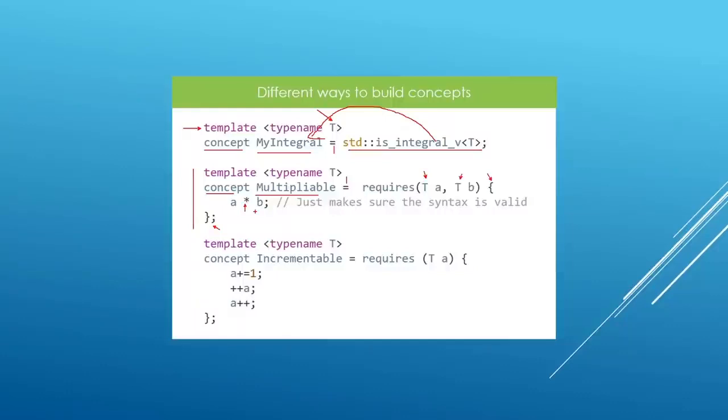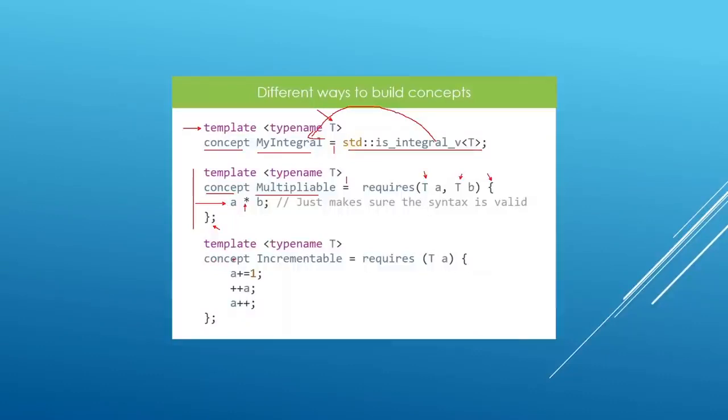Again, I should emphasize that this doesn't check for the value of A multiplied by B. It's just going to enforce for the syntax to be supported. So for example, if you call a function template with this concept and you try to pass in integers, it's going to work because you can multiply integers. But if you pass two strings, this is going to fail because it doesn't really make sense to multiply strings. Okay, this is the syntax. Now we only have one statement to enforce inside, but if you want, you can even put more statements.